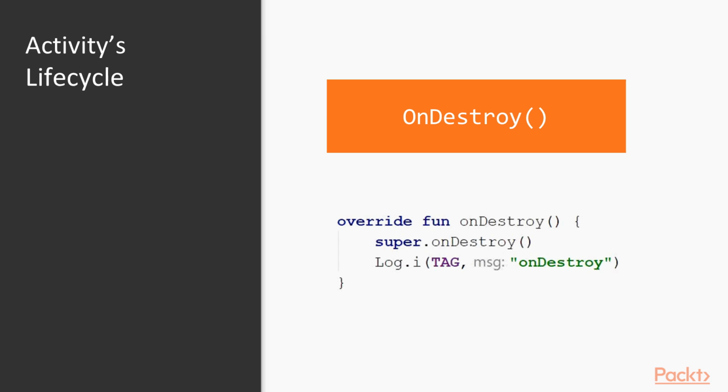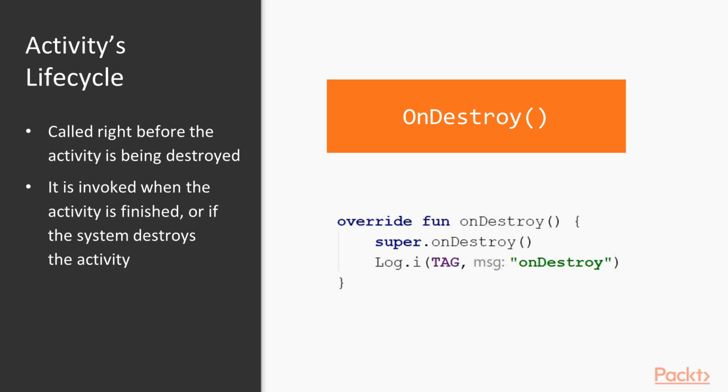And so what happens after this? The activity either comes back to interact with the user, or the activity is finished running and goes away. If the activity comes back, the system invokes onStart. If the activity is finished running, the system calls onDestroy. And onDestroy is called right before the activity is destroyed.